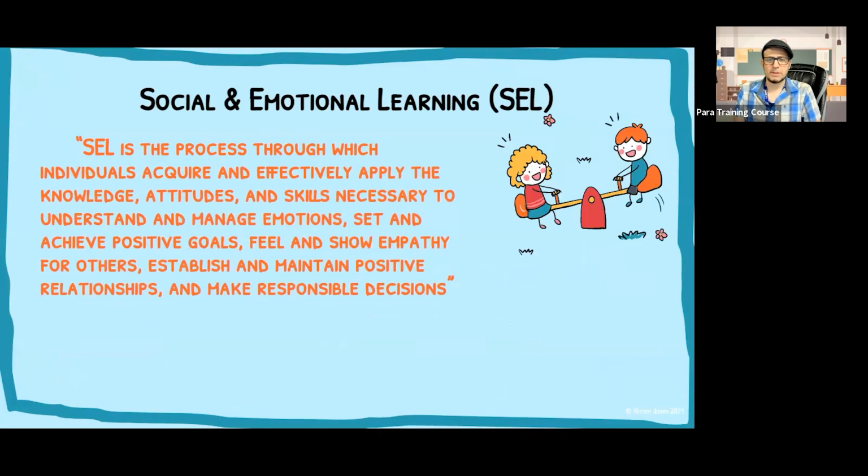Social Emotional Learning. Here's a quote sort of explaining it. SEL is the process through which individuals acquire and effectively apply the knowledge, attitudes, and skills necessary to understand and manage emotions, set and achieve positive goals, feel and show empathy for others, establish and maintain positive relationships, it's a big one, and make responsible decisions. Okay, so this quote just covered all of the 5 different competencies of SEL. So we're going to break down each of those today.